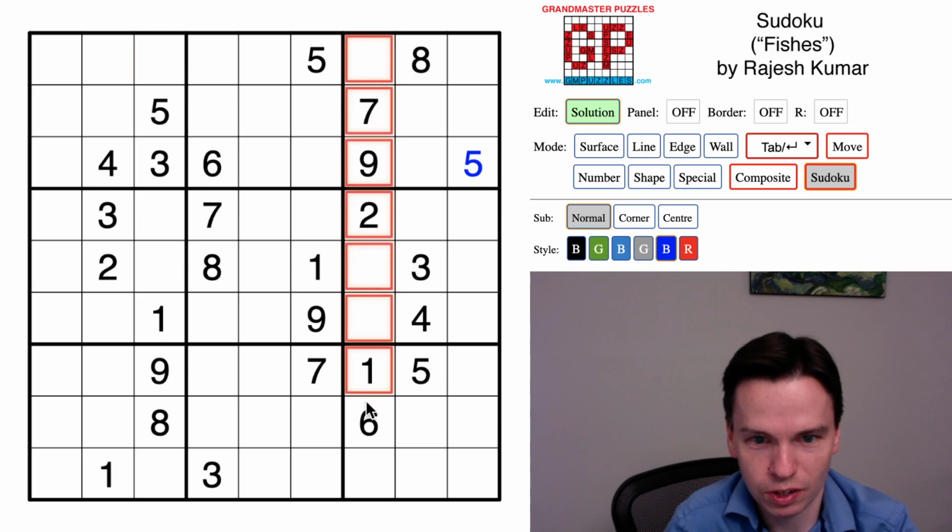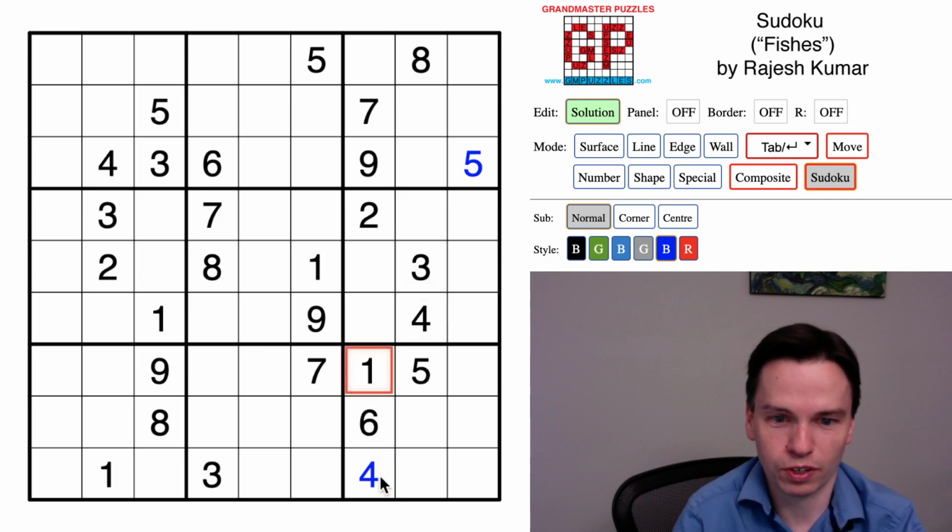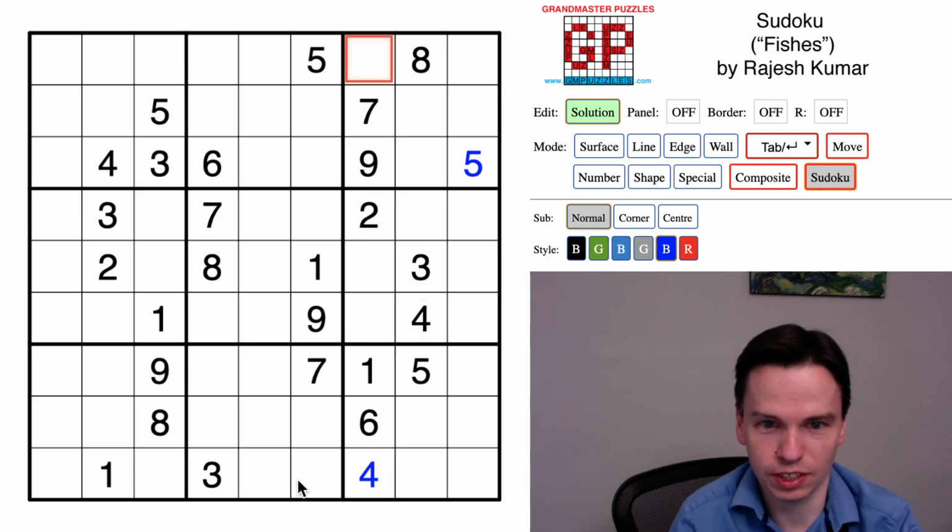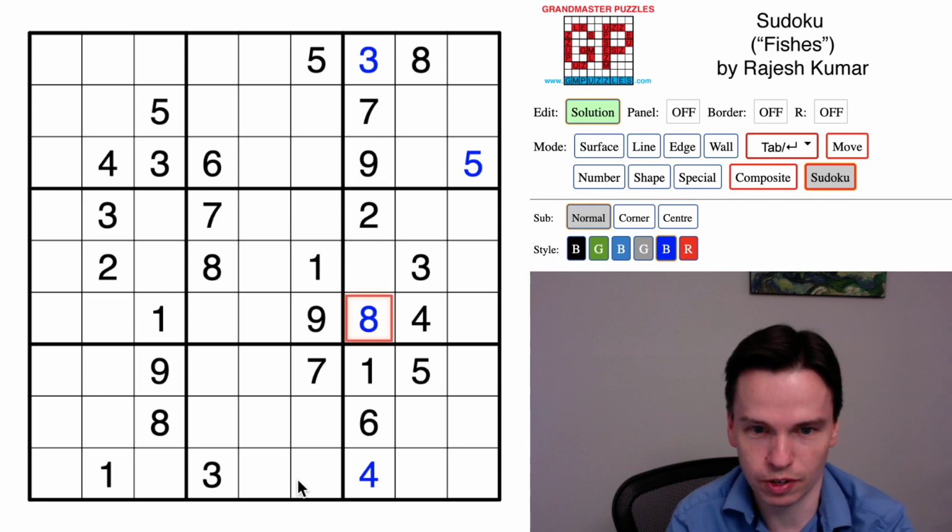But this column looks very interesting. We've got 3, 4, 5, 8 missing, and 3, 4 are actually pointing to these two cells, which means 3 and 4 have to be in the exterior. 4 is at the absolute bottom because of a 3 already in that row. 3 is up here, and to finish the row, we have 8 and 5.